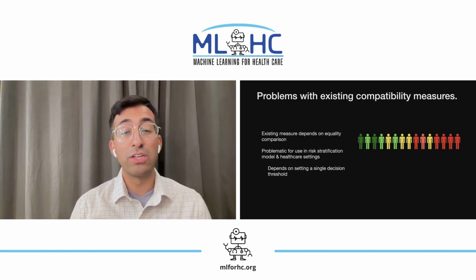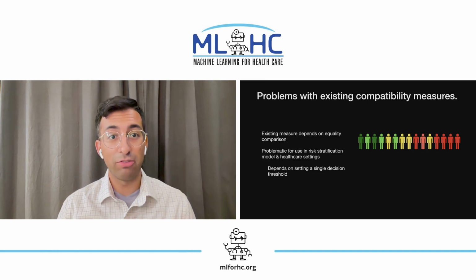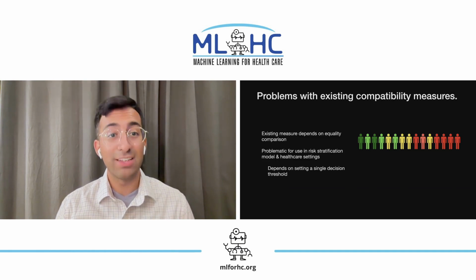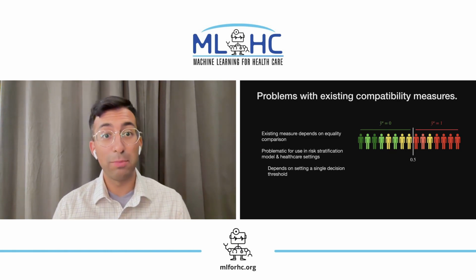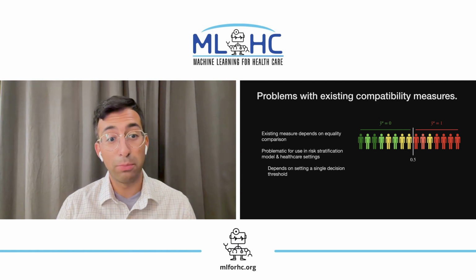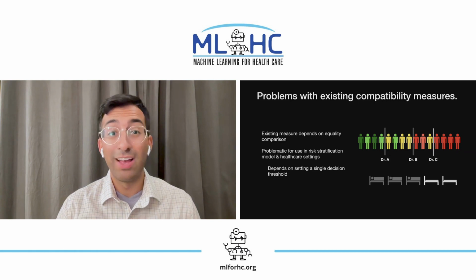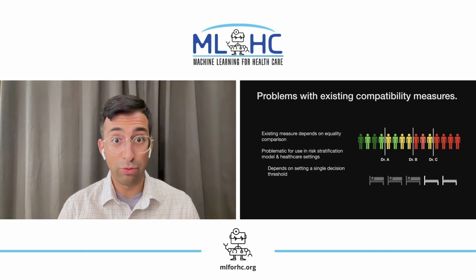Bansal's compatibility measure is useful for assessing classification models. However, there are some problems when using it in ML for healthcare. It depends on an equality comparison between the models' labels, thus it's not well suited for use with risk stratification models. To use this measure for risk stratification models, we need to employ decision thresholds. One issue is that there might be several thresholds in use. Additionally, you might just forgo thresholds entirely.